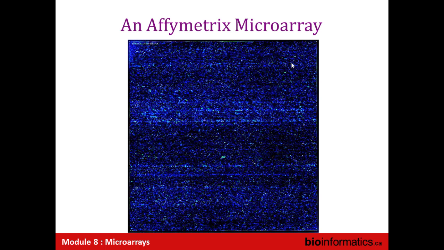There are a couple of interesting features on this array. Does anybody see anything there that looks weird? Where? So this. What is that? Can anybody read it? Yeah. So Affymetrix, sorry? Yeah.